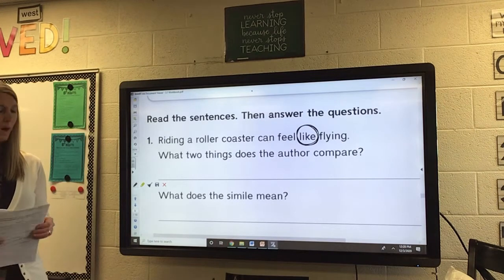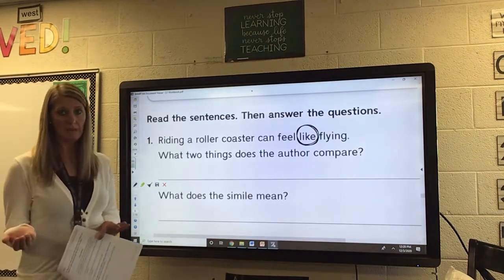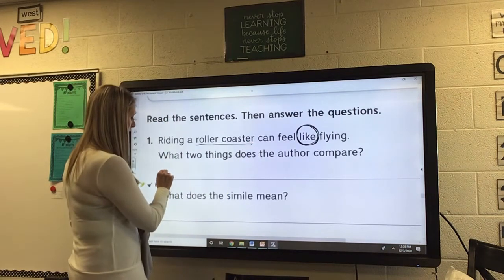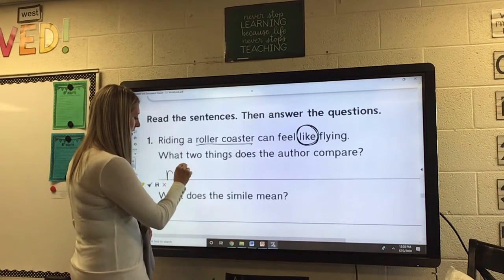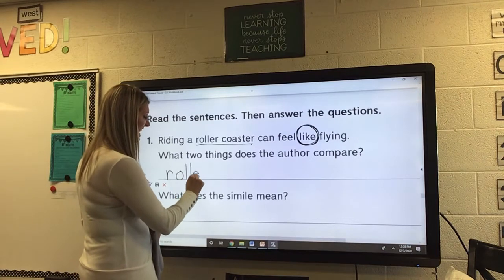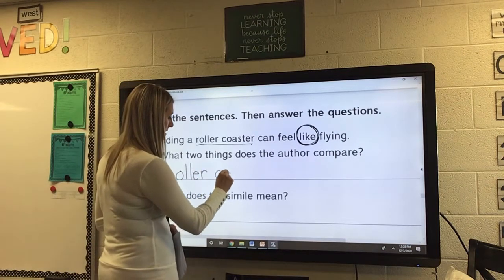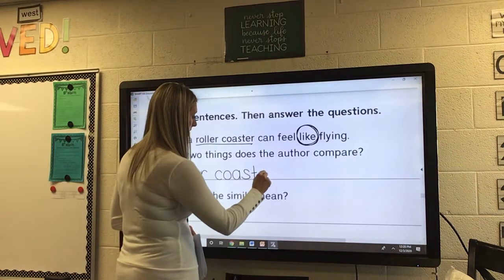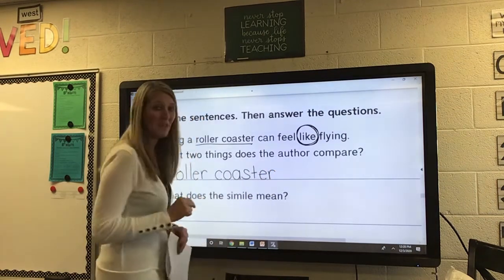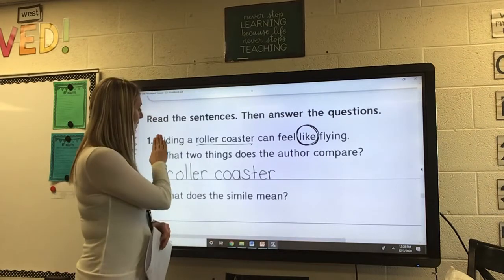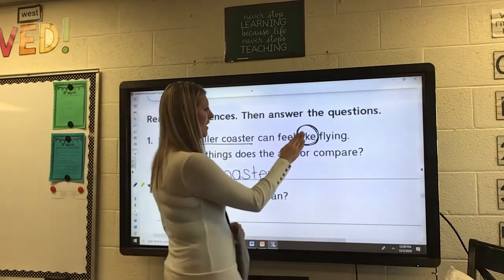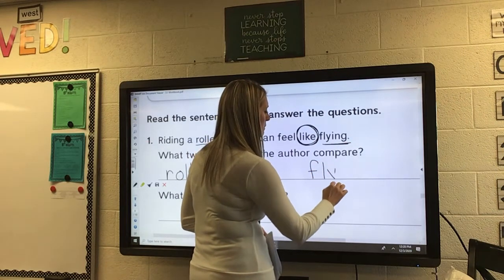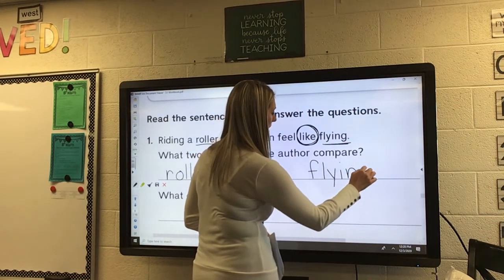Okay, now, what are we comparing? What are the two things? So the first thing we're comparing is a roller coaster. And so we're going to write that on the line. So you can underline it like I did. And then write it. And then the other thing we're comparing is riding a roller coaster can feel like flying. We're comparing flying. So these are the two things that I need to write on the first line.